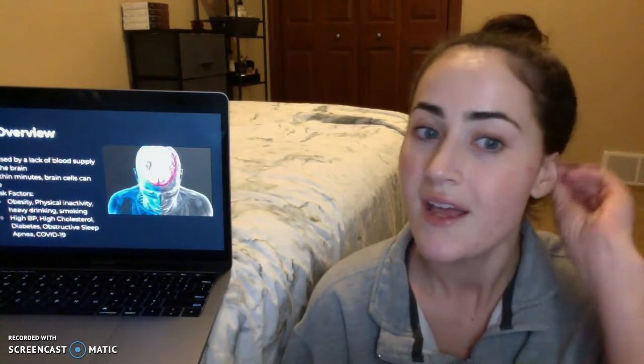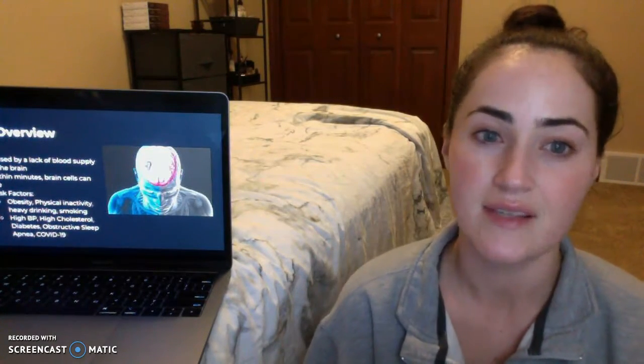Something that I did find really interesting was that COVID-19 is actually considered a risk factor, or potentially a risk factor, for stroke as well. Obviously, it's still pretty early to say that this is something for sure, but there is a lot of research looking into this being a risk factor for strokes. So I did just want to mention that.